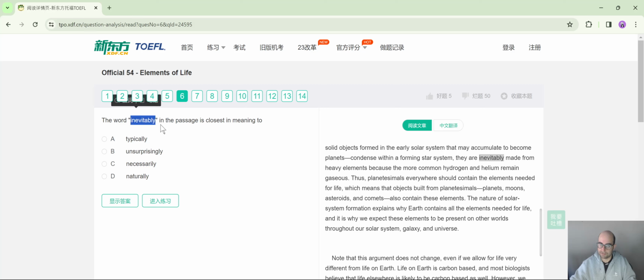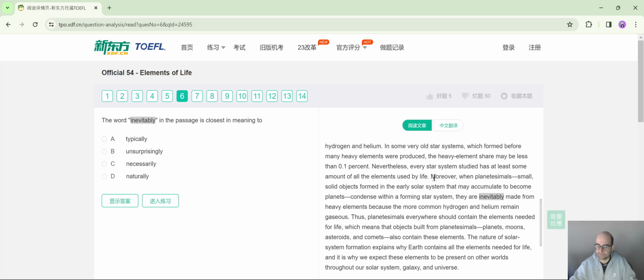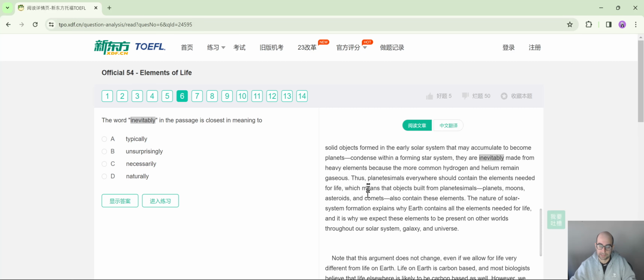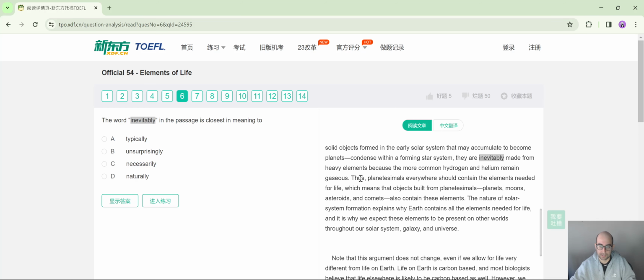So if something is inevitable, right, guys, it means it has to happen. It must happen. So keep that in mind. So read the sentence first. Moreover, when planetesimals, em dash, okay, this defines what they are. Condense, they come together, right, within a star system. They are inevitably, they have to be made from heavy elements. Why? Because the more common hydrogen and helium remain gaseous. Oh, okay. Yeah, so they're not, these light gaseous elements. They're heavy elements. Got it.